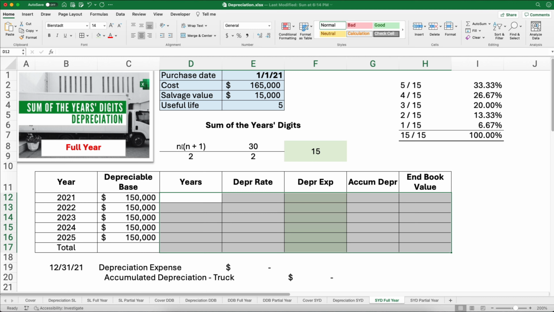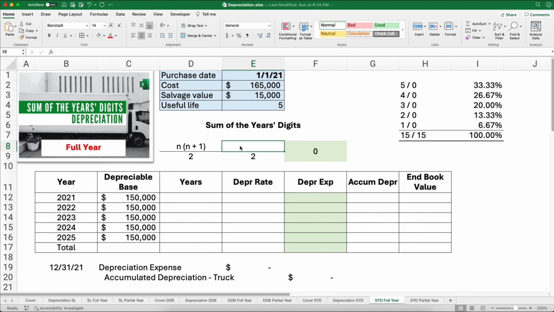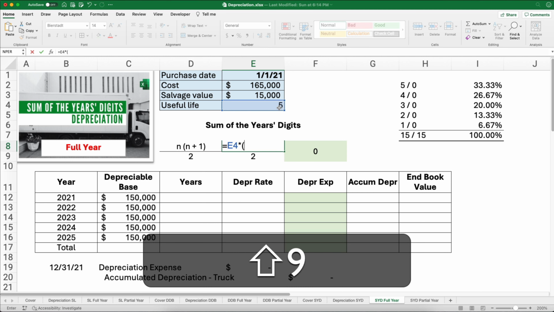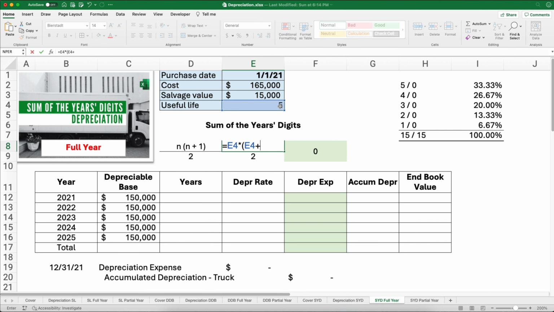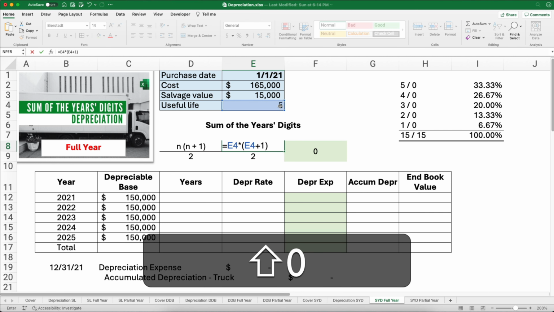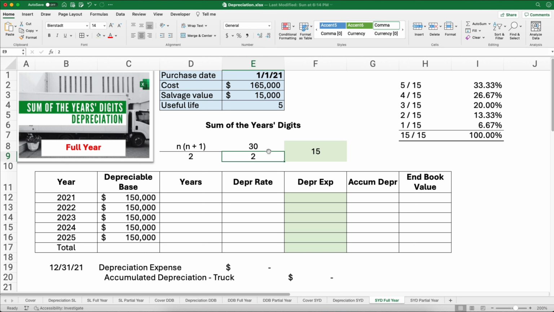Now, the sum of the year's digits is the idea where we have n times n plus 1 divided by 2. So that is 5 plus 4 plus 3 plus 2 plus 1, and that would be 15. But there's a little formula you can use. You can just say 5 times 5 plus 1, so that's 5 times 6, divided by 2, so 30 divided by 2 is 15.